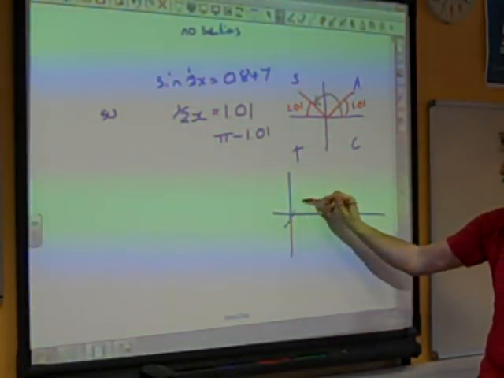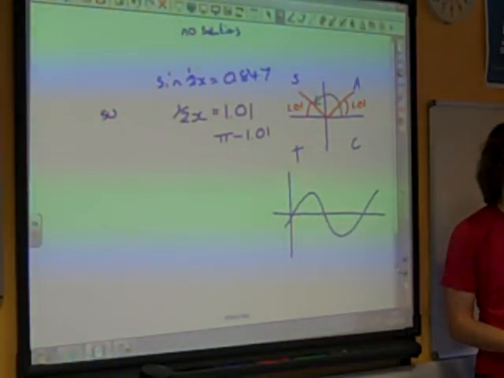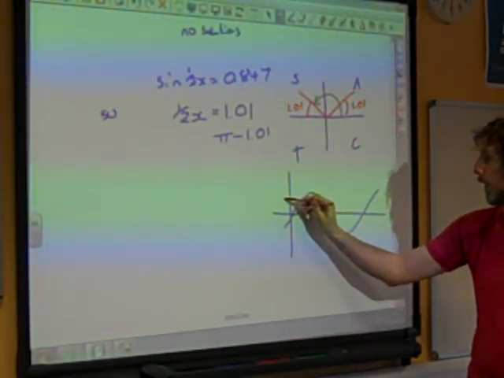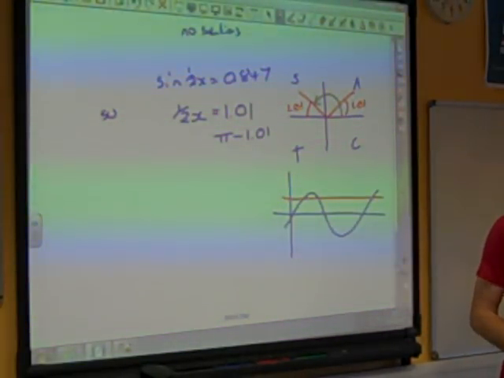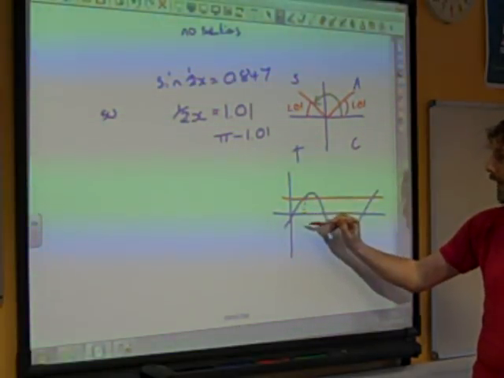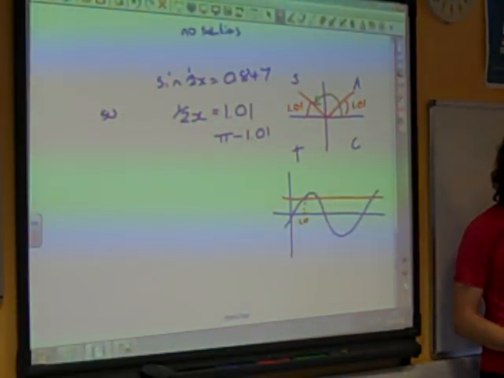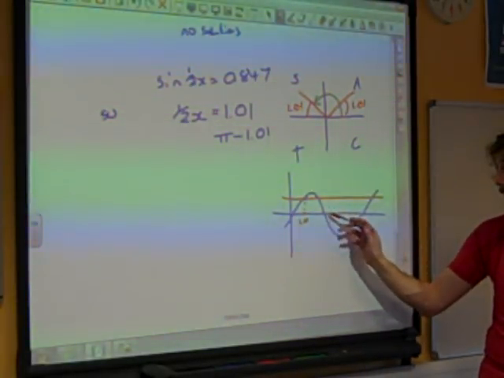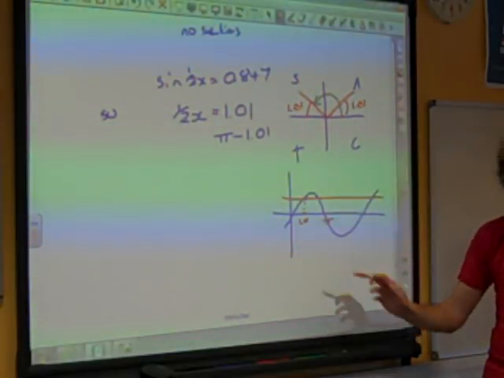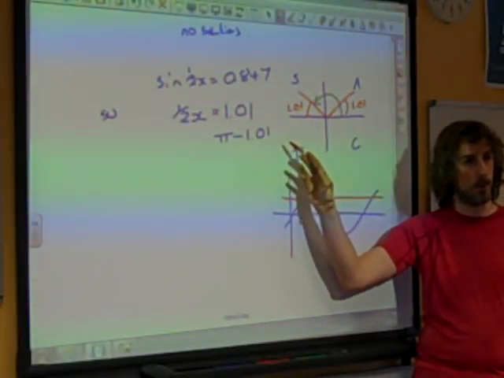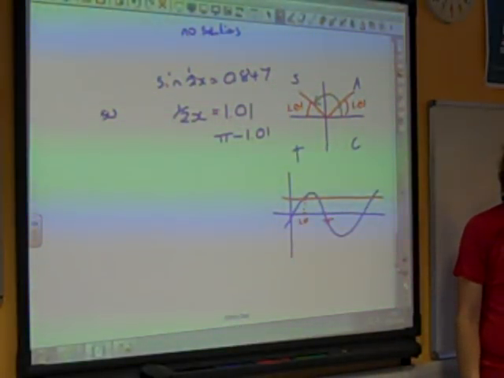If you don't like the CAST diagram, give me a nice sine graph. There's the sine graph. We've just done inverse sine of 0.847, which is up here somewhere, fairly close to 1. The calculator's told us that value is 1.01. Using the symmetry in the graph, because it's symmetrical around pi, if that's 1.01, that must be 1.01 as well. So the angle is pi minus 1.01. Whichever way you choose to do it, you get those two values.